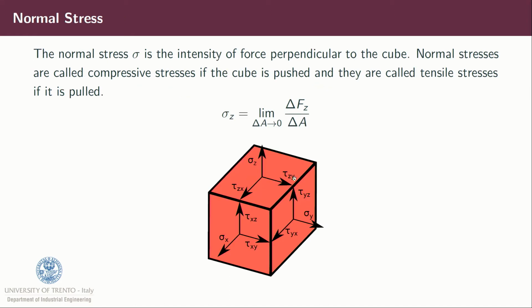So for a generic cube, we can define the normal stress, sigma, as the intensity of the force perpendicular to this cube. So, for example, the first perpendicular stress is sigma z, and it is equal to the limit of delta A going to 0 of delta Fz over delta A. The same can be said for sigma x and sigma y. We can also state that normal stresses are called compressive if the cube is pushed, and they are called tensile stresses if the cube is pulled.